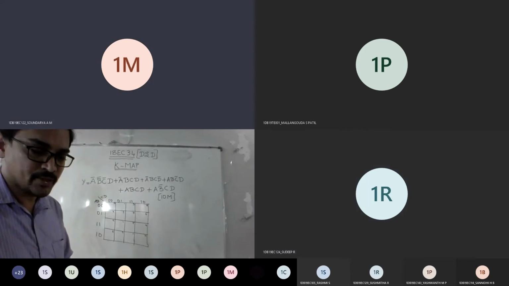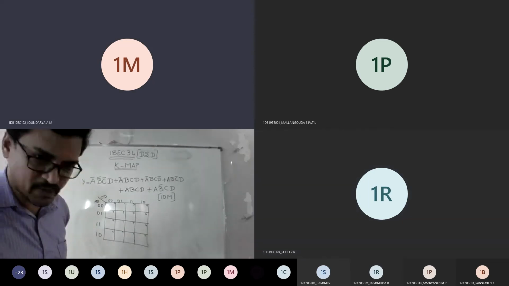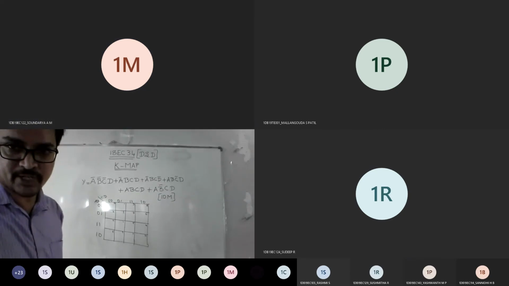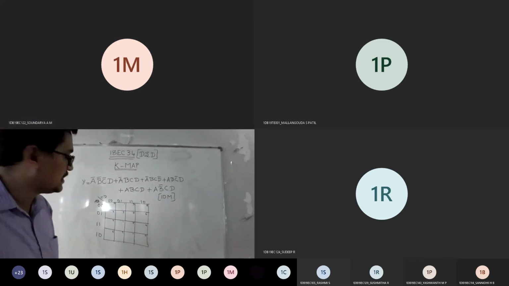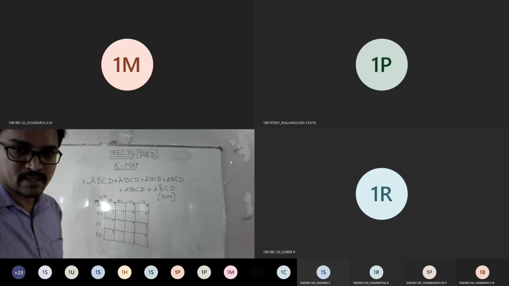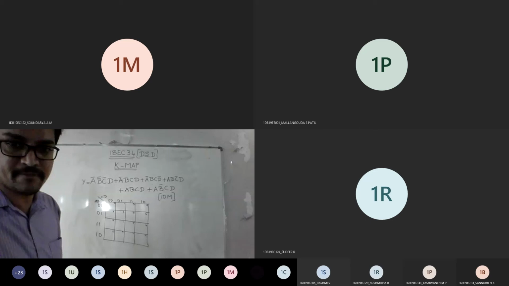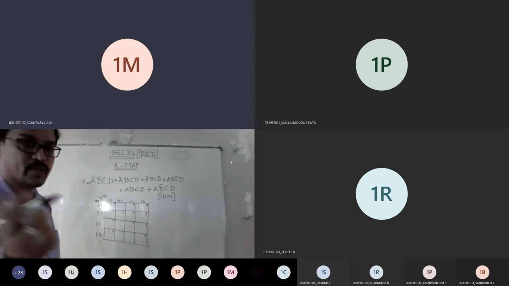Mark the ones. You need to fill the table with the given question, so we need to reduce it. Before that, make sure you fill it with the number of ones. That is the minterm. Can you tell me where A bar, B bar, C bar, D is? I told you clearly.